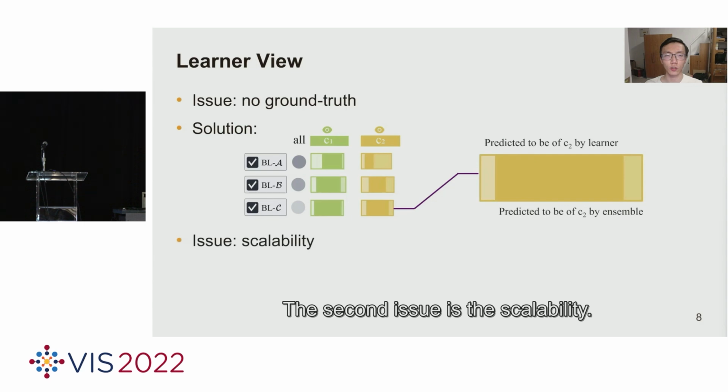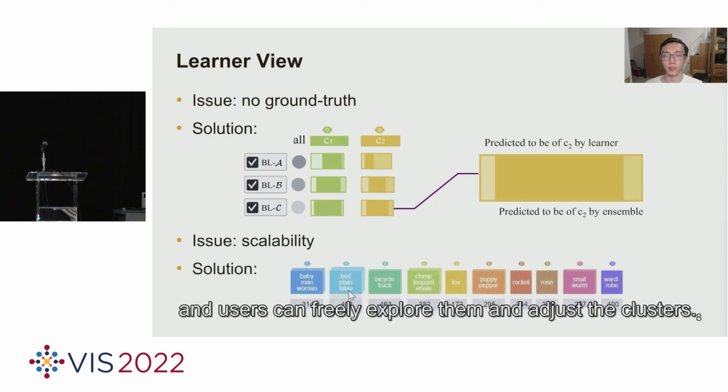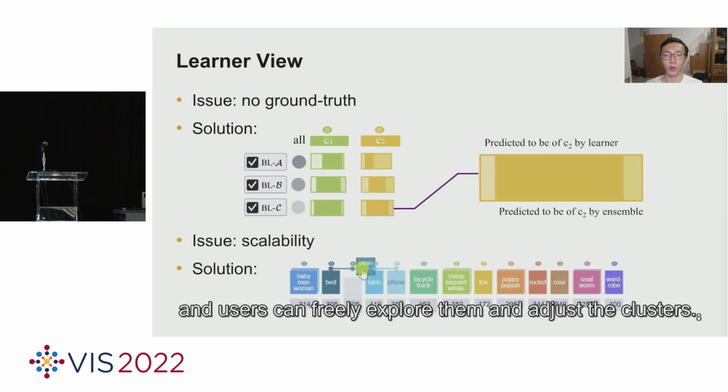The second issue is scalability. When there are too many learners or classes, we group similar ones together, and users can freely explore them and adjust the clusters.